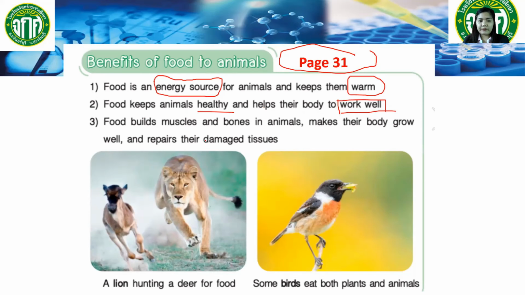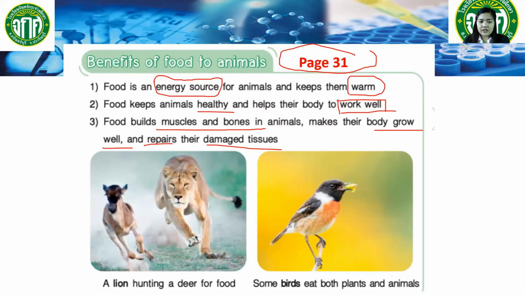Right, number three. Food builds muscles and bones in animals, makes their body grow well, and repairs their damaged tissues. So it will repair their damaged tissues, it will build muscles and bones, and it makes their body grow well.